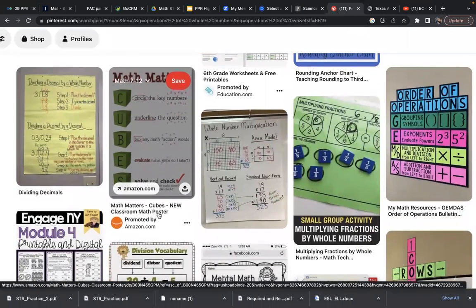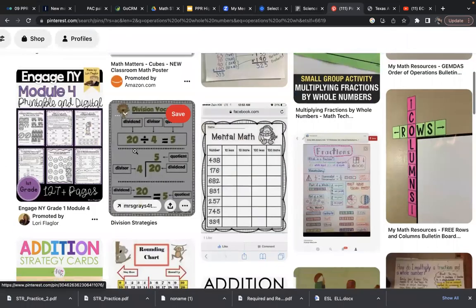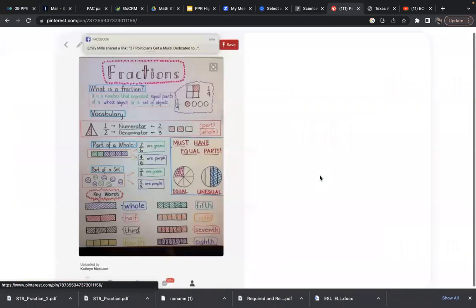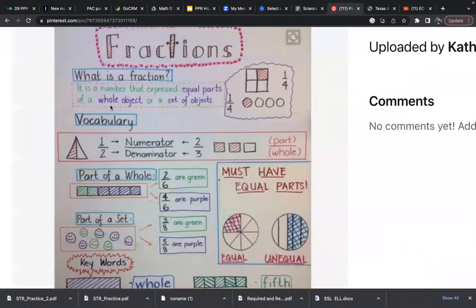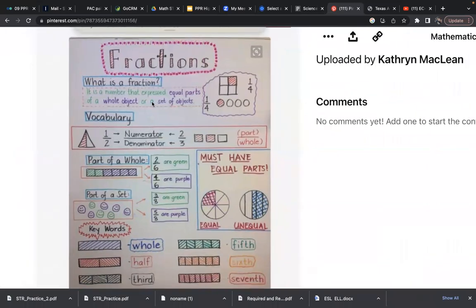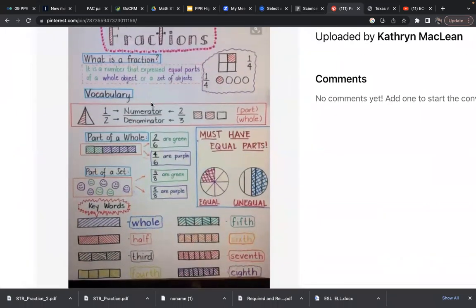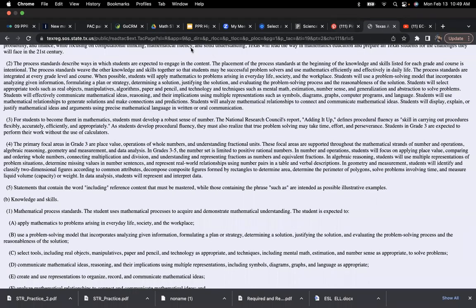So we have order of operations. Here we are, fractions. What is a fraction? They're beginning to understand, how did they say it? Fractional understanding of fractional units in third grade.